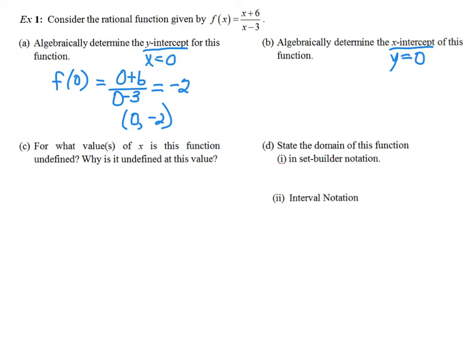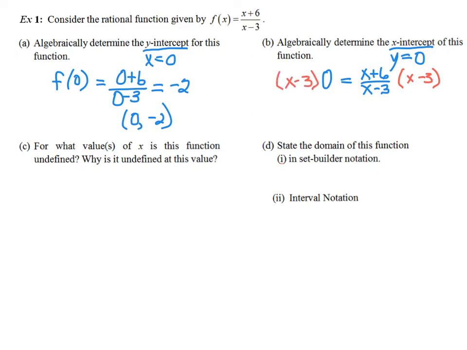So my function value, or my output, has to be 0. So I'm going to say 0 is equal to (x plus 6) over (x minus 3). Now one way of doing this is to multiply both sides of the equation by x minus 3 so that I can cancel off that denominator.